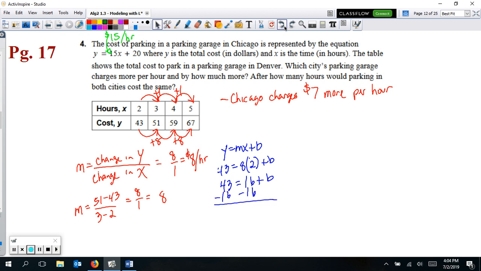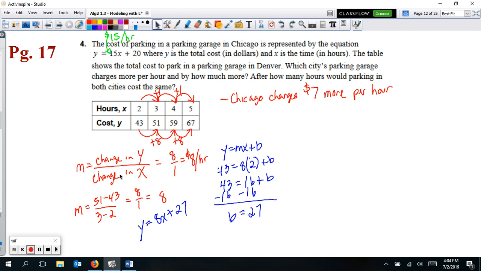We're going to subtract 16 from both sides. 43 minus 16 gives us 27. So b is 27, and we can write the equation for Denver as y equals 8x plus 27, 8 being the slope, 27 the y-intercept. Now what we want to do with this equation is set these two equal to each other. So when are they going to cost the same? The cost is the y.